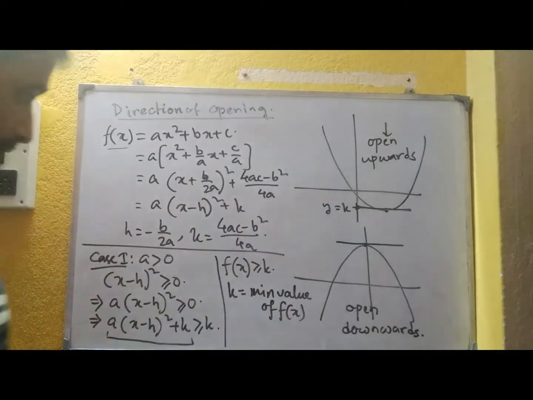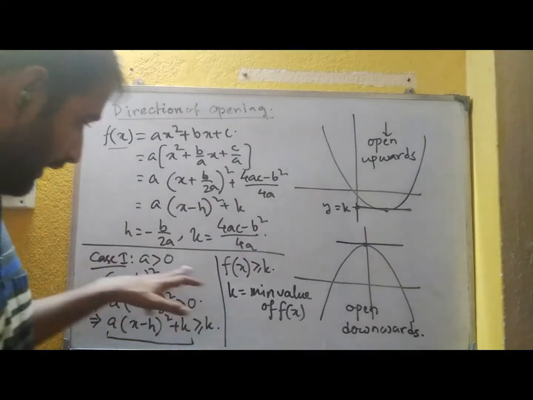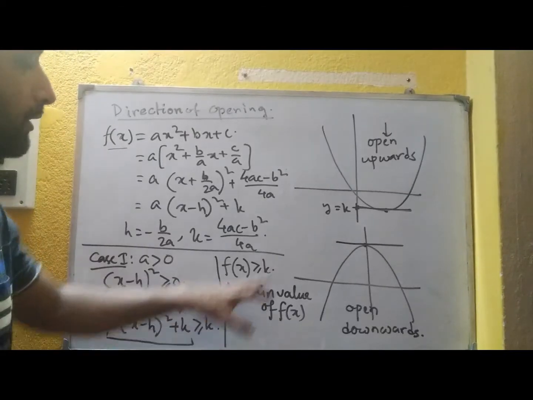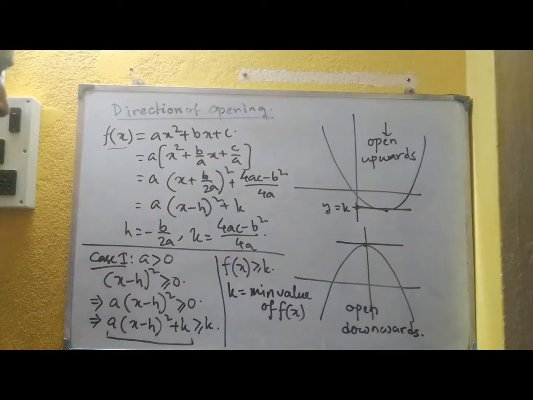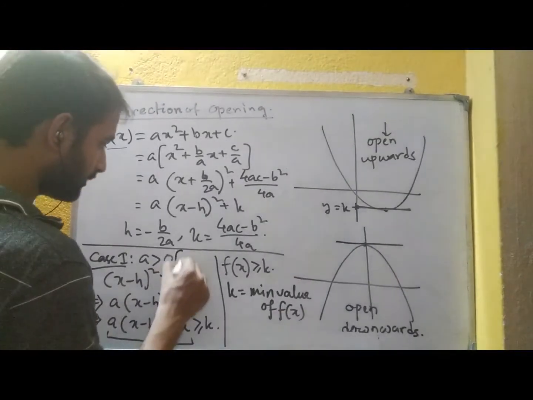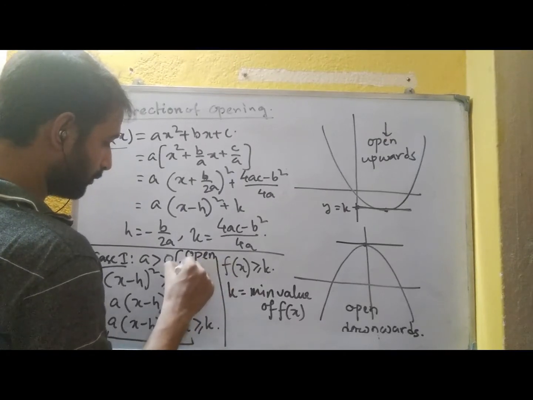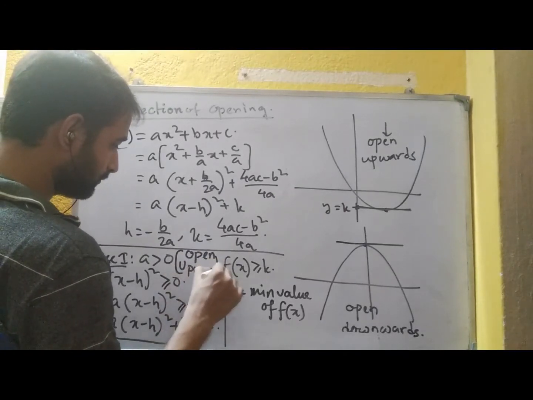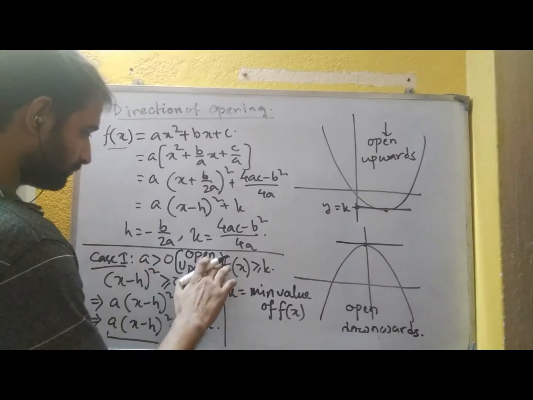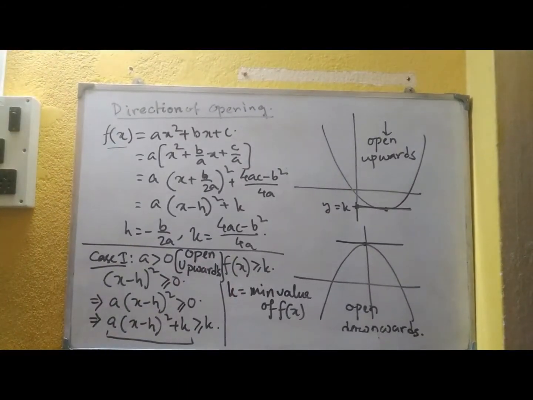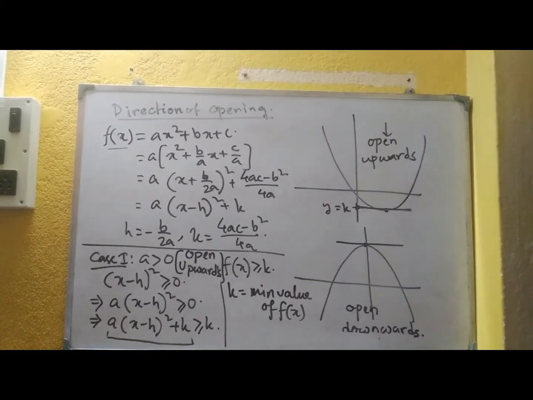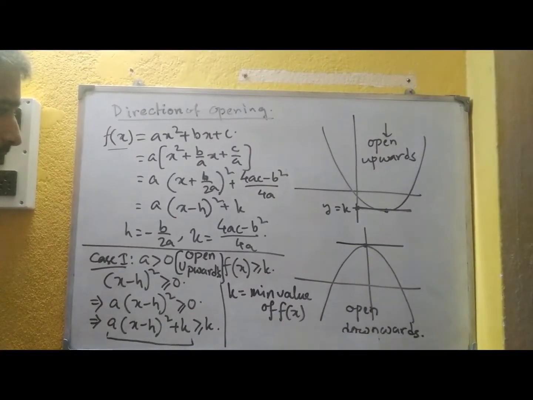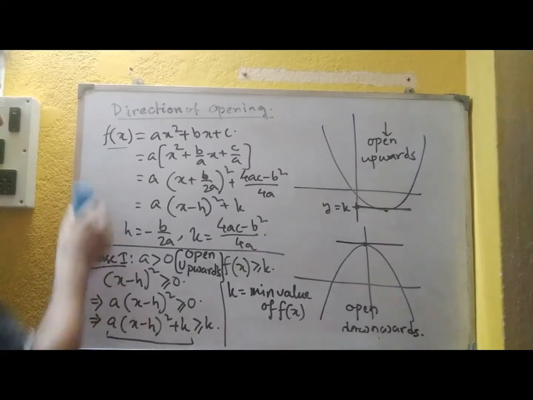So from the picture we can correspond that when a is greater than 0, since it is having a minimum value, it will be open upwards. So our conclusion is that when a is greater than 0, then it is open upwards. And similarly, for the downward situation, when a is less than 0, we can realize it is having a maximum value, and that's why it will be open downwards. Let us see that thing.